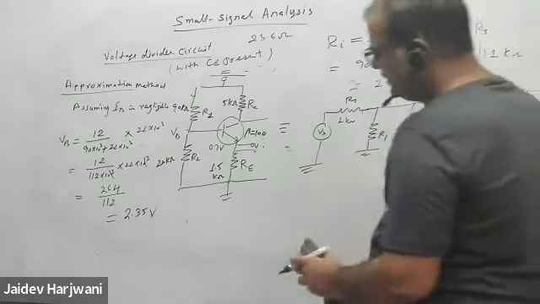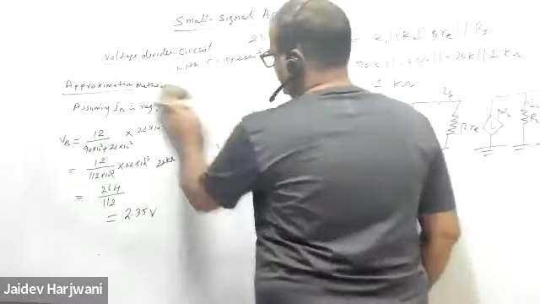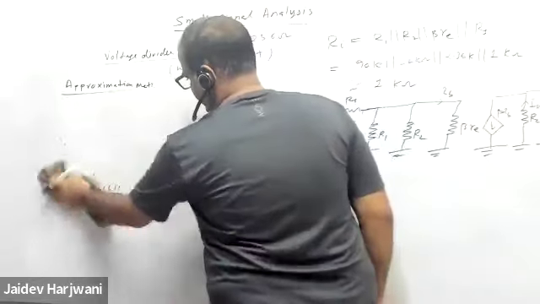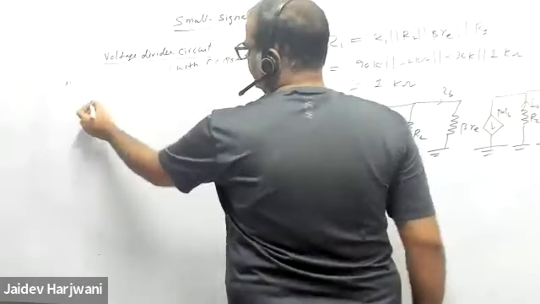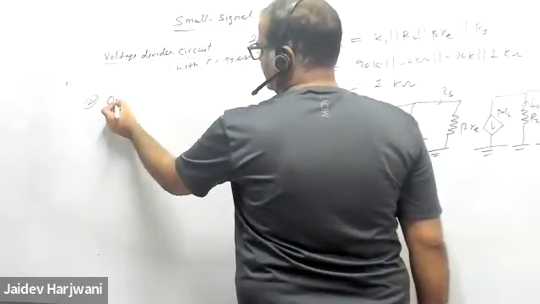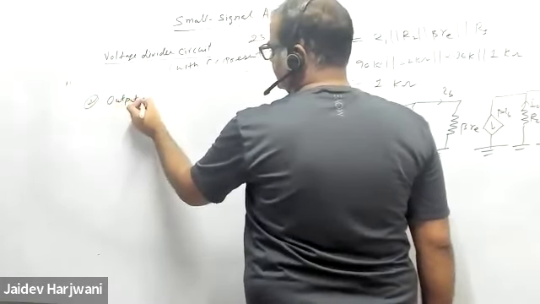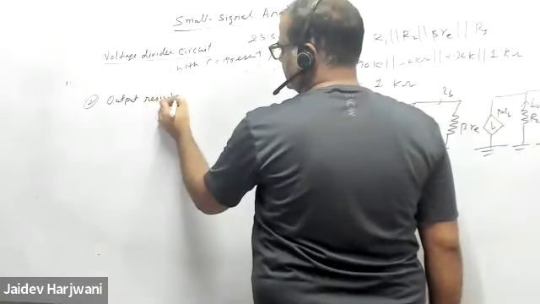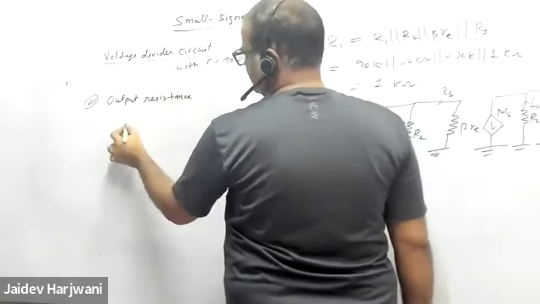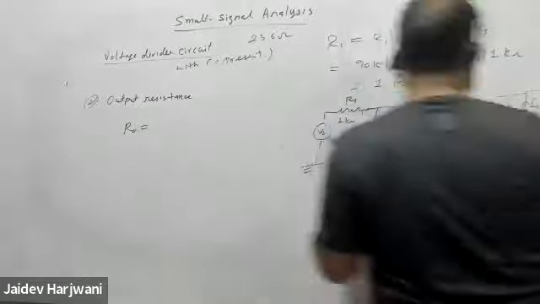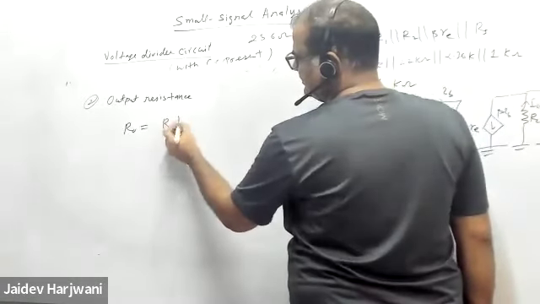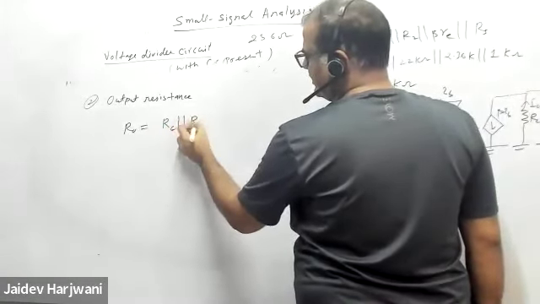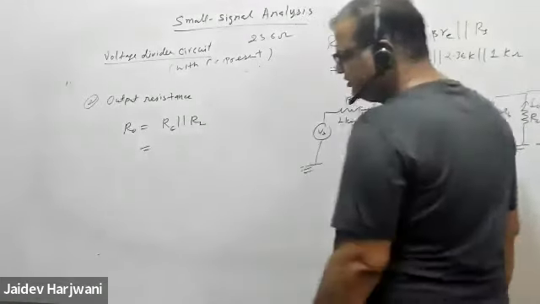And the second will be your R naught. Second case, you will be having your output resistance, which is R naught, and R naught will be simply here parallel RC and RL combination. Parallel RC, parallel RL.